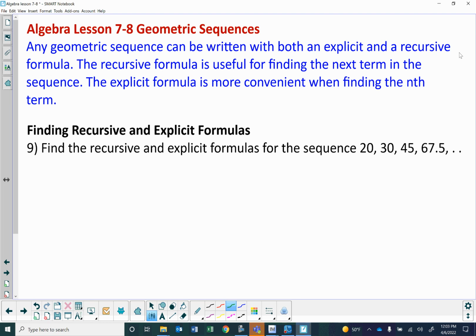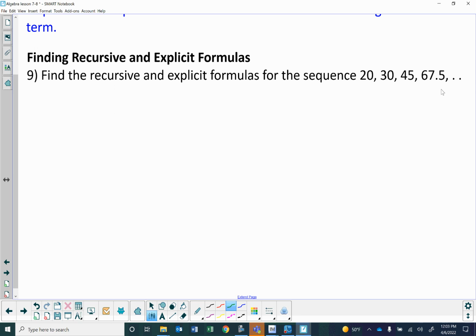So, problem number 9 is asking us to find both the recursive and the explicit formulas for the sequence 20, 30, 45, 67.5. So before we do anything, we have to find the common ratio. If I take 30 and divide it by 20, I get 3/2. If I take 45 and divide it by 30, I still get 3/2. And if I take 67.5 and I divide that by 45, I still get 3/2. So my common ratio is 3/2.